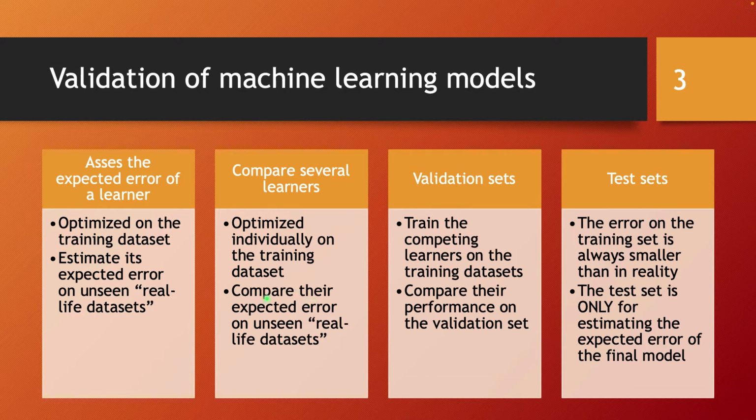So then the idea is that this is going to be made of a so-called validation set, whereas we are talking here about the training set. With the validation set, the idea is that you are training the competing learners on the training data set, and you are comparing their performance on the validation set. And the test set, the idea is that you only have it for using it just once at the end for estimating the expected error of your final model.